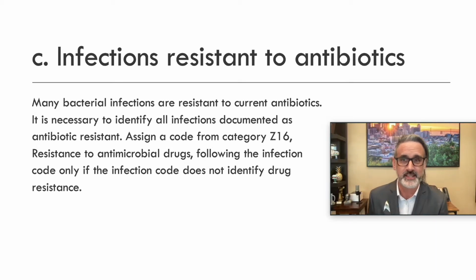Now for lowercase c, infections resistant to antibiotics. As the guideline states, many bacterial infections are resistant to current antibiotics. It is necessary to identify all infections documented as antibiotic resistant. Assign a code from category Z16, resistance to antimicrobial drugs, following the infection code only if the infection does not identify drug resistance. So translating what the guideline says: if the infection itself is not responding to antibiotics, then we just add code Z16, resistance to antimicrobial drugs, and then whatever infection the patient is experiencing at that time.